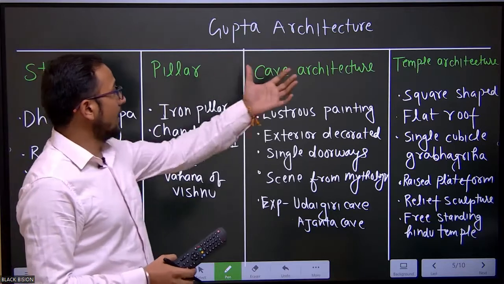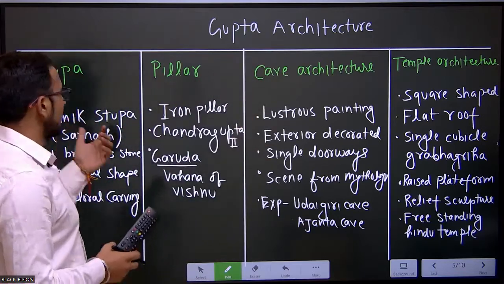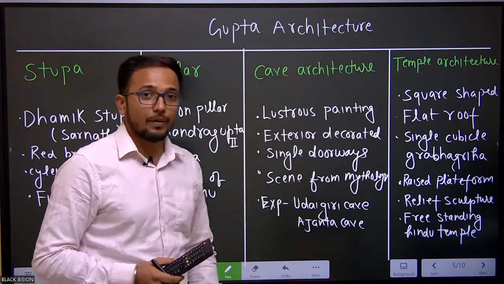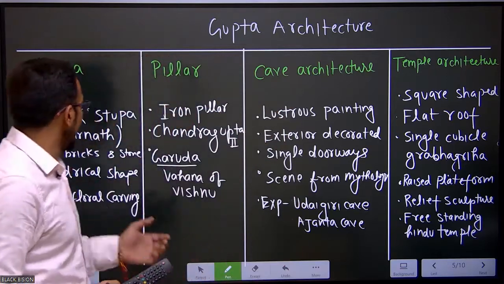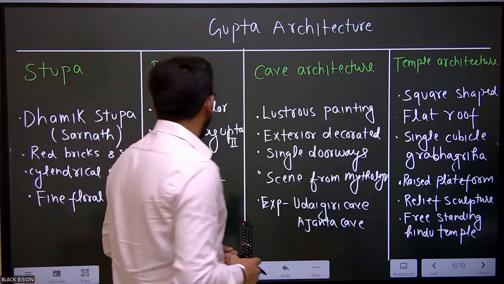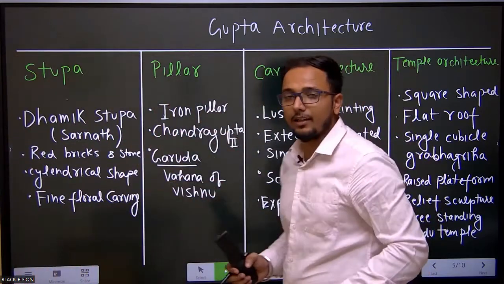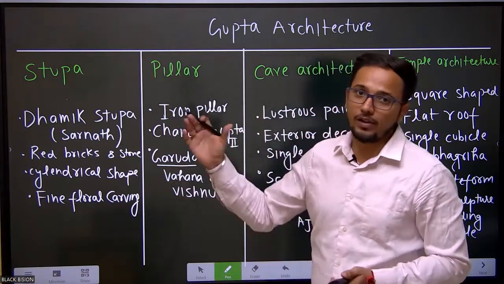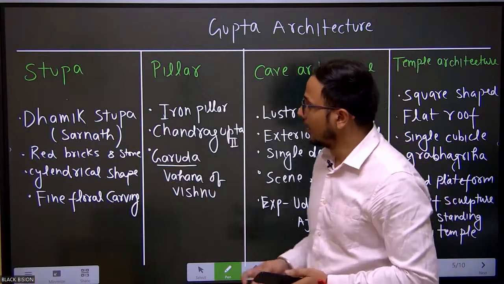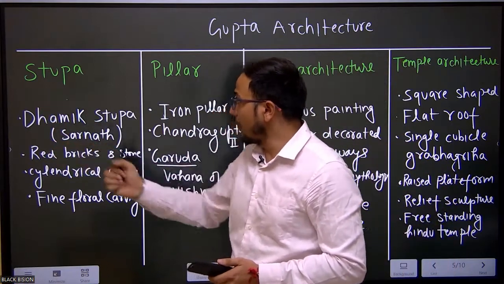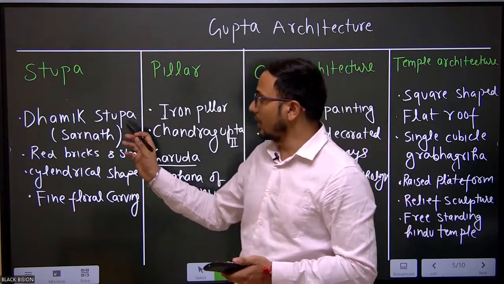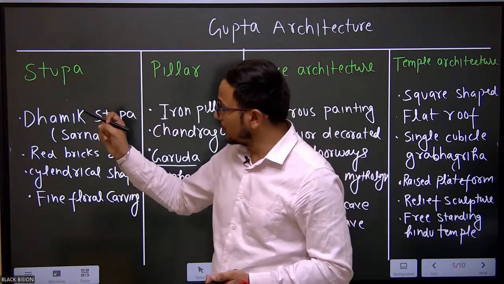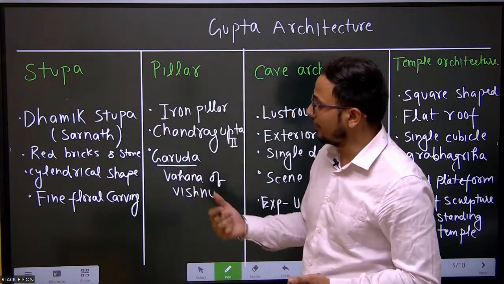Now look at the Gupta architecture. Gupta architecture covers stupa development, pillars, cave architecture and temple architecture as well as sculpture. If you look at the stupa and pillar, only one stupa and pillar is found in the Gupta period, because most of the development of the stupa and pillar took place in the Mauryan as well as the post-Mauryan phase. In the stupa you will find the Dhamekh stupa at Sarnath, which was developed during the Ashokan period, but in the Gupta age it was decorated with fine floral carving.